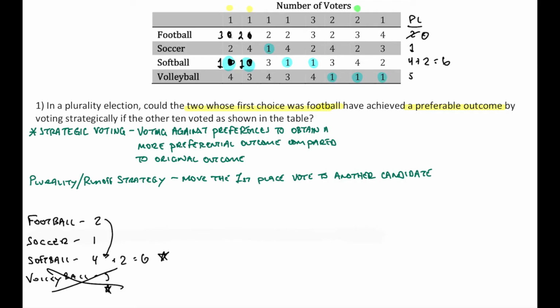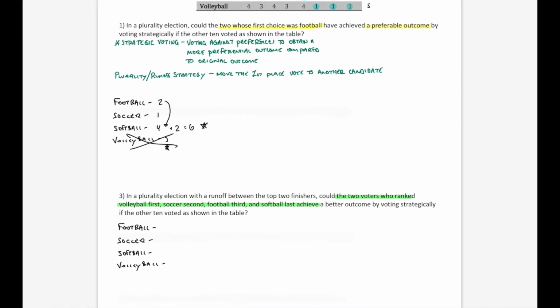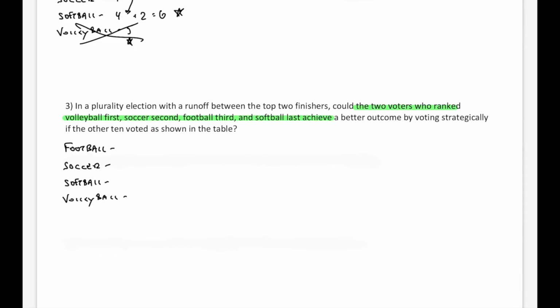We have a better outcome because, looking back at our original outcomes, we've got our 2nd and 3rd place choice instead of our 3rd or 4th place choice. Softball is better for these 2 than volleyball. What if we try this with plurality with a runoff between the top 2 finishers?